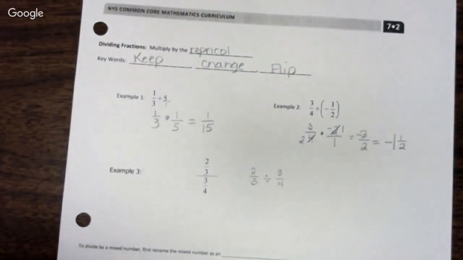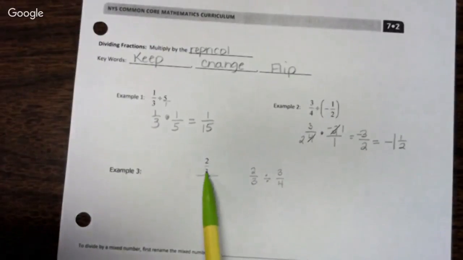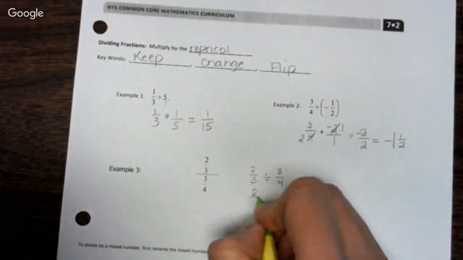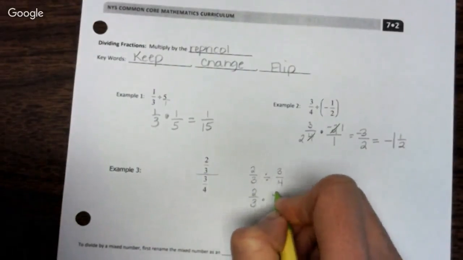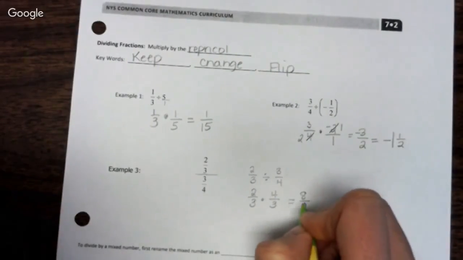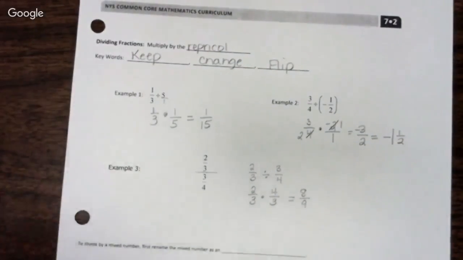Now, I like to write it straight across because that's just how we're used to seeing it. So let's take a second, write 2/3 divided by 3/4. Now you can do leave, change, flip, and multiply. So 8 over 9 is our answer.